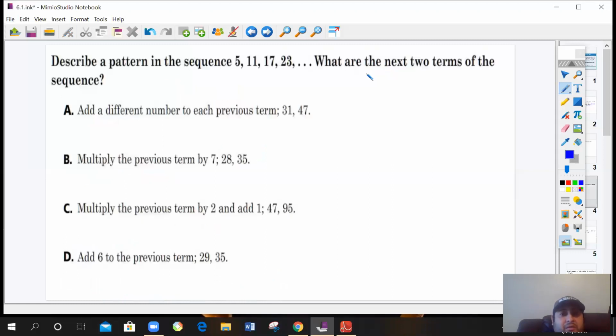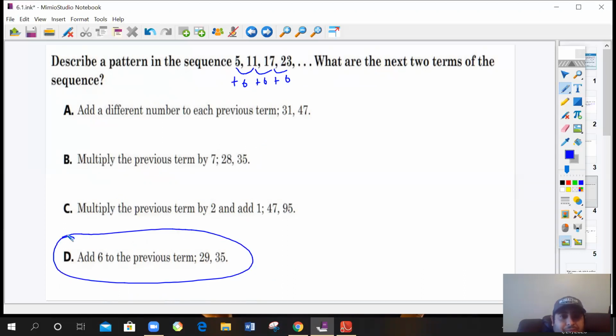Describe a pattern in the sequence. What are the next two terms of the sequence? All right, so from here to here, it seems like it went by 6, and by 6. So the next two terms are going to be 29 and 35, and they're adding 6, which is letter D.